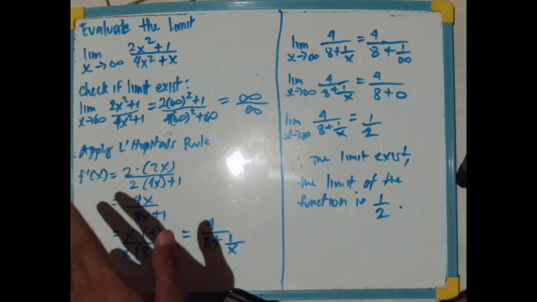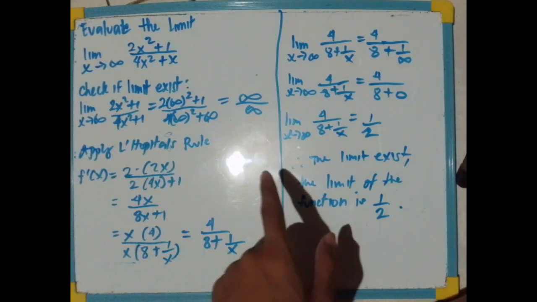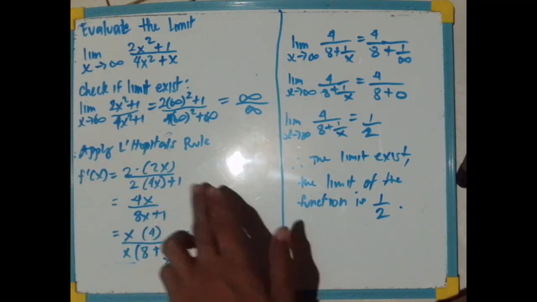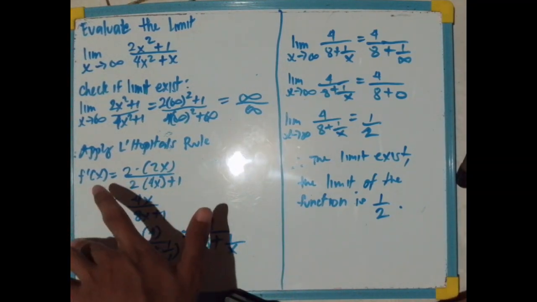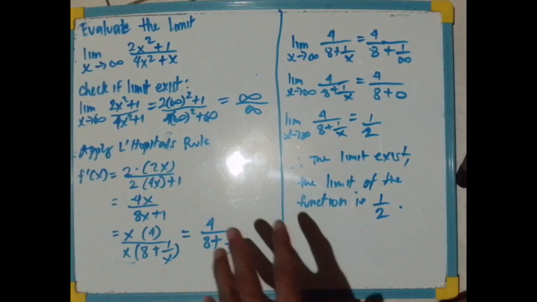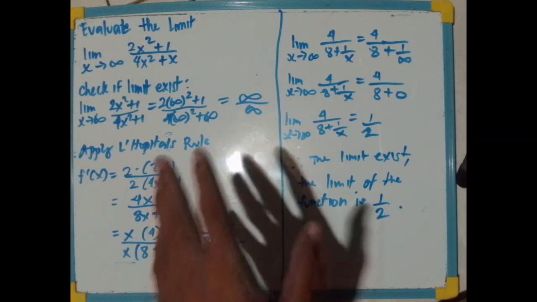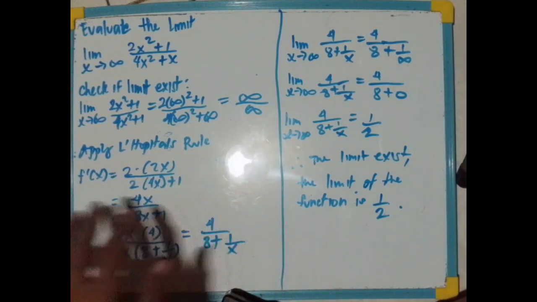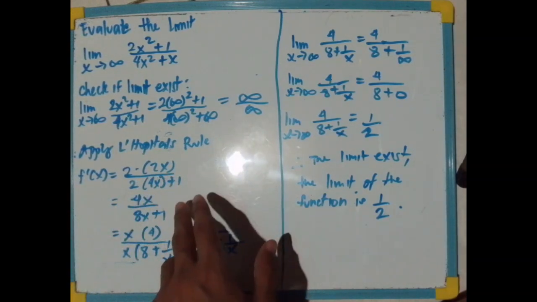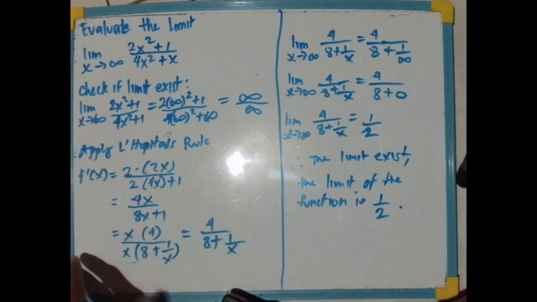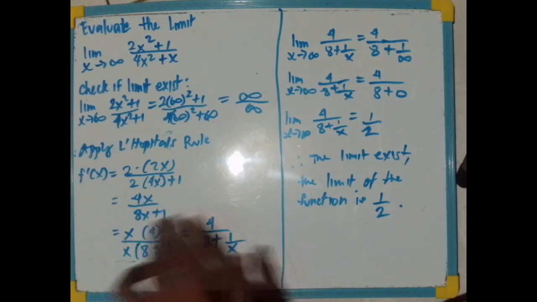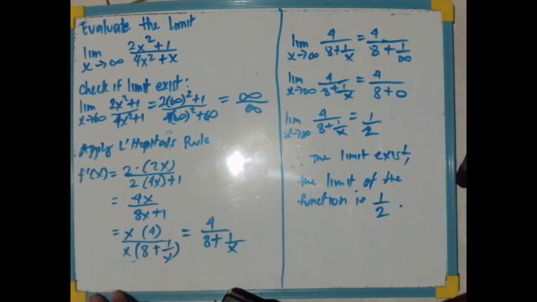So first, we find the derivative of the function 2x squared plus 1 all over 4x squared plus x. Through chain rule, we have 2 multiplied by 2x. In L'Hopital's rule, we are going to differentiate the numerator and denominator separately. So for the numerator, we have 2 times 2x, and for the denominator, we have 2 times 4x plus 1. Now, simplifying that, we have 4x for the numerator and 8x plus 1 for the denominator.